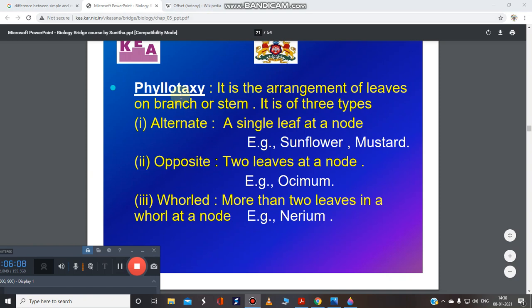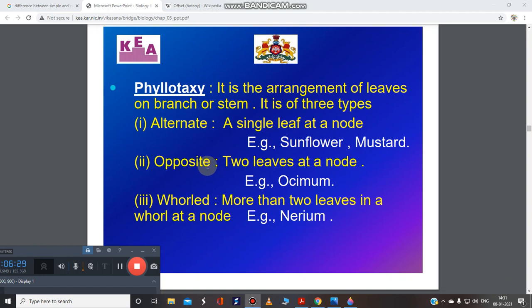So the next important term in the leaf is phyllotaxy. What is phyllotaxy? It is the arrangement of the leaf on the stem or branch. Very simple. For example, alternate, opposite and whorled. These are of three types. What is alternate leaf arrangement? It is nothing but a single leaf at a node. And what is opposite? Two leaves at a node. And what is whorled? More than two leaves at a node.